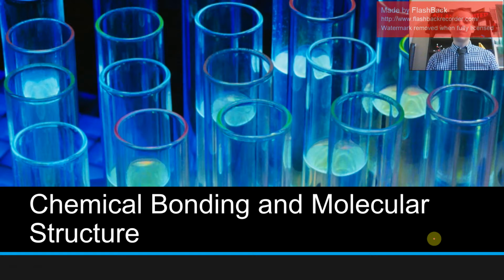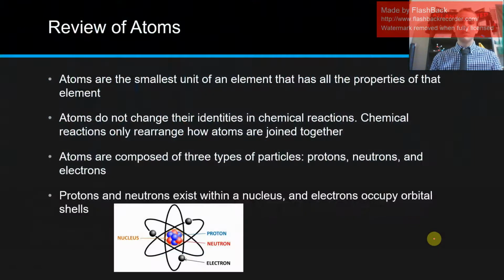Today we're going to be talking about chemical bonding and molecular structure. Now, before we get into that, we need to do a quick review of our knowledge of atoms. So if you recall, atoms are the smallest unit of an element that has all the properties of that element. And they don't change their identities in chemical reactions. Chemical reactions simply rearrange how atoms are joined together.